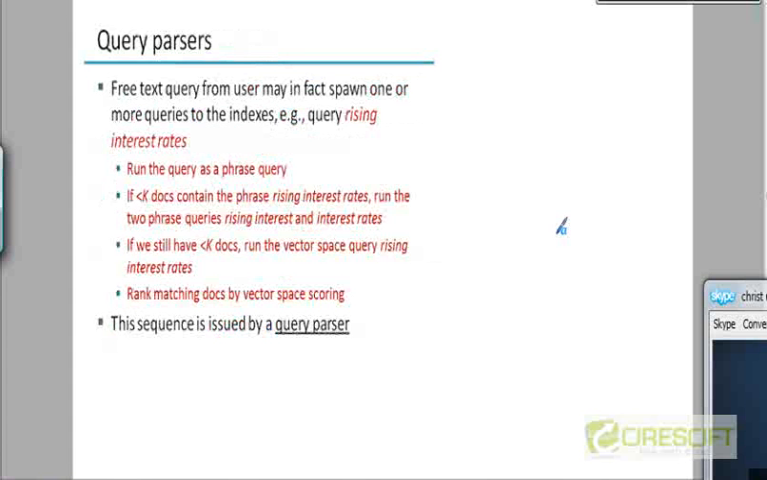At this stage, it's also important to talk about a module in a search engine called a query parser. What a query parser does is take the free text query from the user and act like an interface between the user and the search system. It may possibly modify the query, or do something to it before it submits the query to the search system itself. In fact, it could convert a single query from a user into a series of queries on the search system.